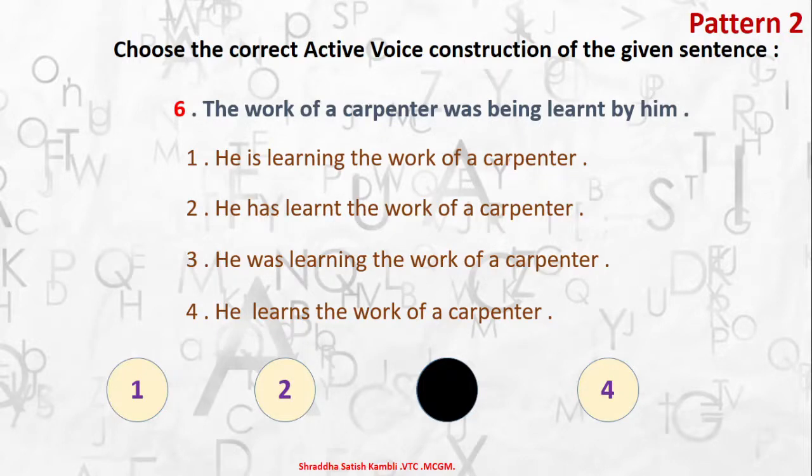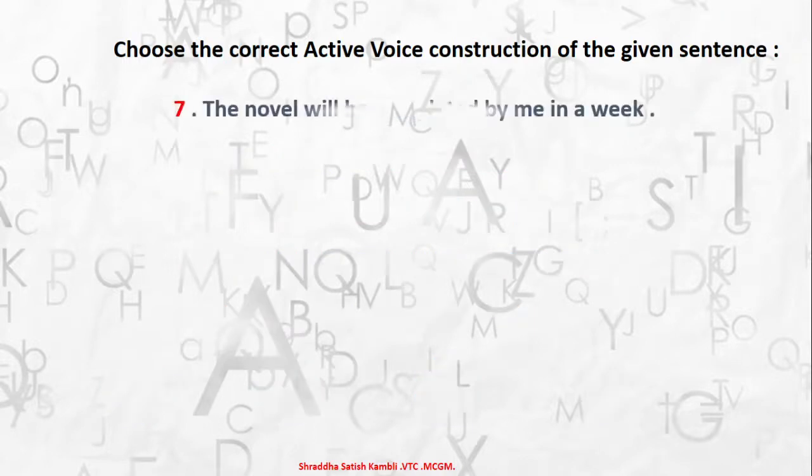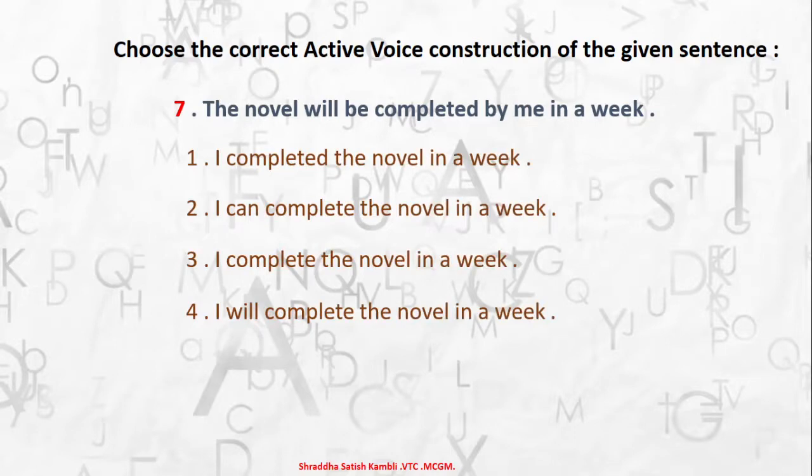Moving on, let's go to the next question. That is question 7 in this particular video. A novel will be completed by me in a week. So see, this is in the future. You're going to talk about something which is going to happen in the future. The novel will be completed by me in a week. So will it be I completed the novel in a week? I can complete the novel in a week. I complete the novel in a week, or I will complete the novel in a week.